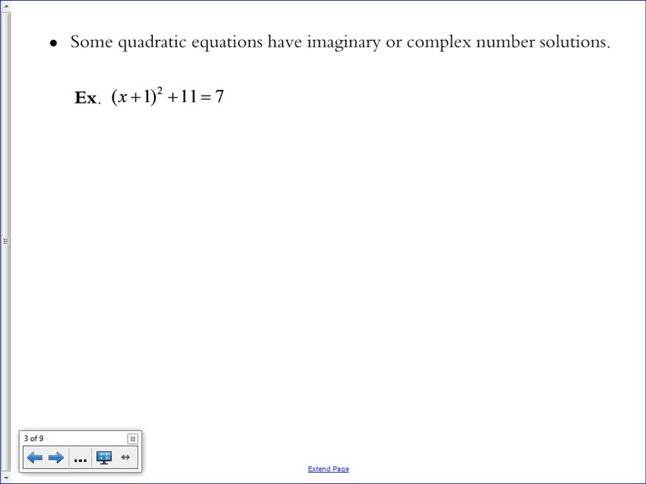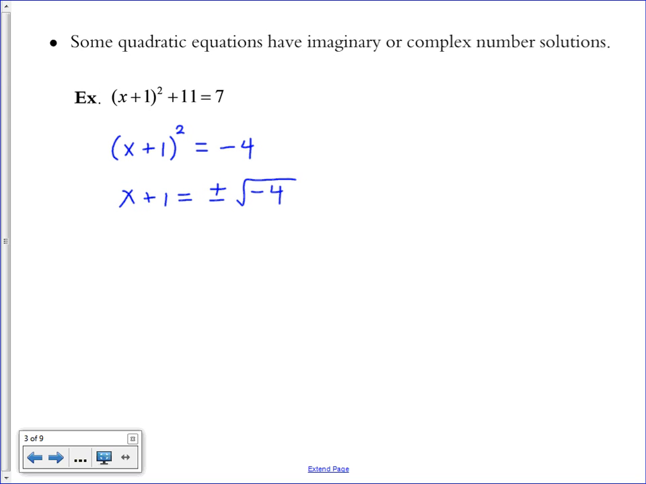So if you're trying to solve this equation, for example, you would start by subtracting the 11. This is in vertex form, so it can be solved by square roots. 7 minus 11 is going to be negative 4. Square root both sides to get rid of the second power. And this side will be plus or minus because we always put that in front of our square roots.